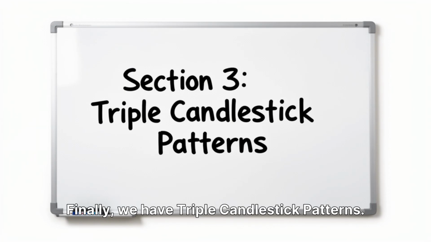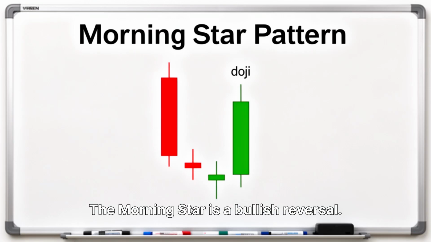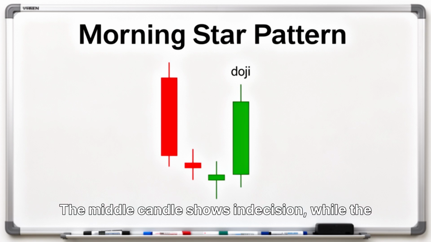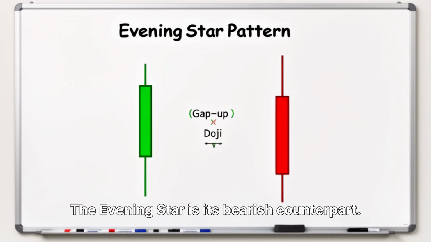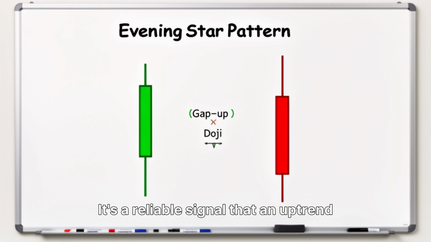Finally, we have triple candlestick patterns. These are high-conviction signals that use 3 candles to confirm a move. The morning star is a bullish reversal. The middle candle shows indecision, while the third green candle confirms the recovery. The evening star is its bearish counterpart. It's a reliable signal that an uptrend has reached its peak and is reversing.